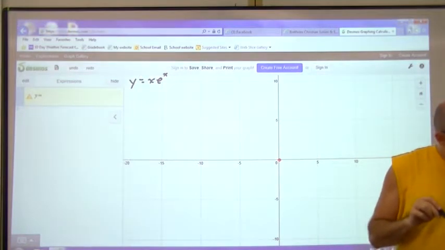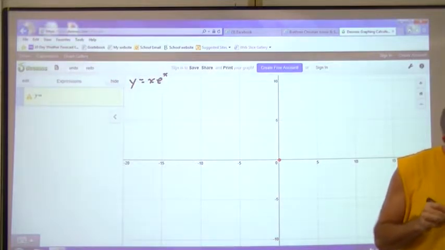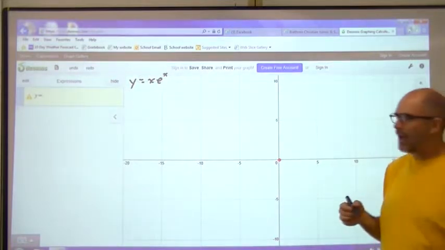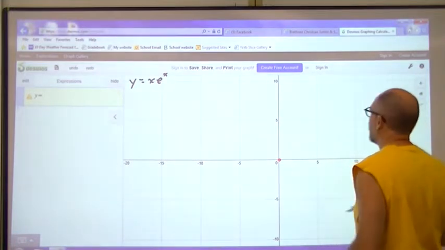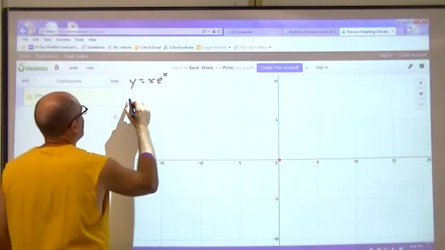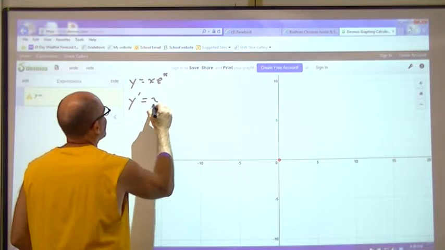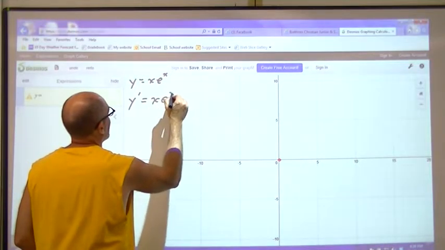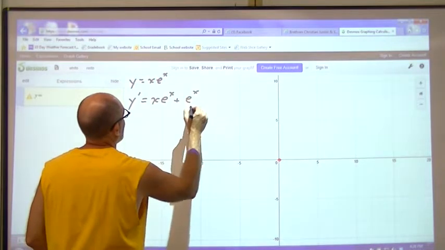Okay, so next we want to check on the increase and decrease, so we find our first derivative to get that. So we go y prime equals first times derivative of the second plus second times derivative of the first.